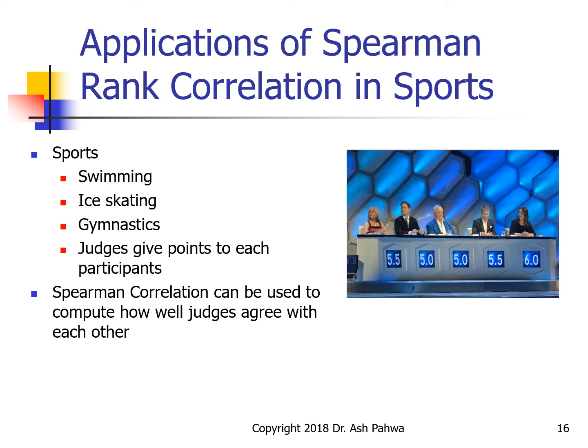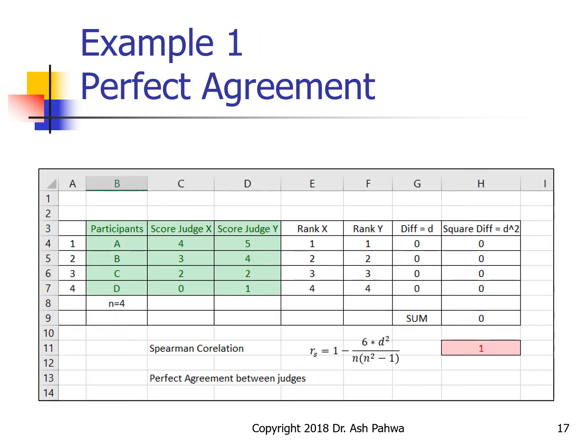Now we are going to take some examples and compute the Spearman correlation of the points given by the judges. Suppose we have 4 athletes named A, B, C, and D, and 2 judges, X and Y. Judge X gives points 4, 3, 2, and 0 to the athletes, and Judge Y gives, on a different scale, 5, 4, 2, 1.